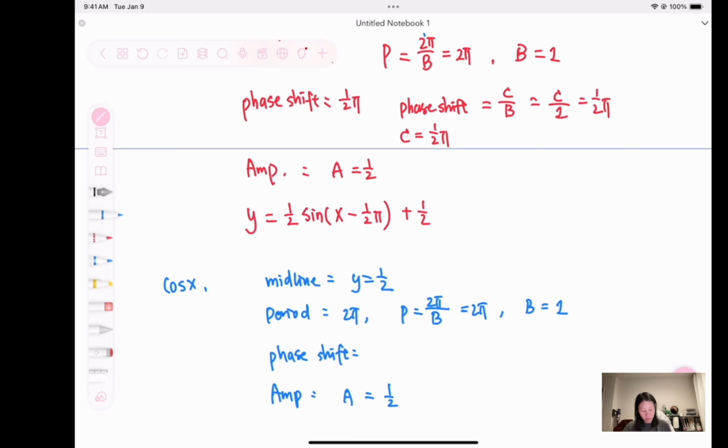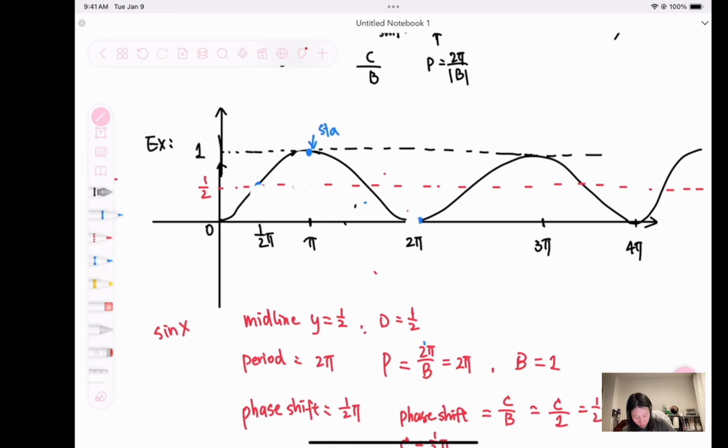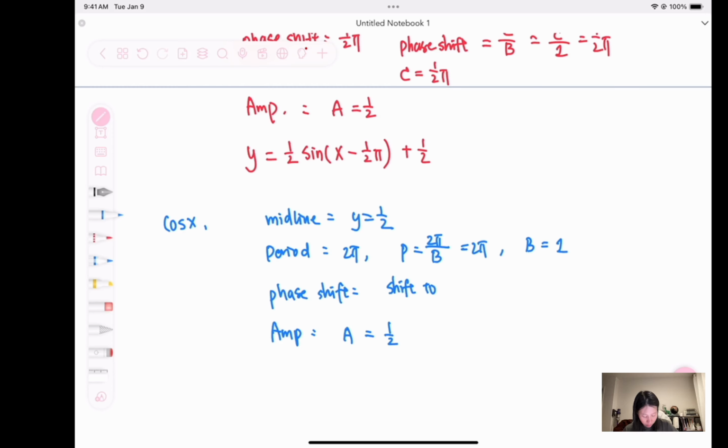The starting point of a cosine function is the top. So that means this point should be the starting point of a cosine function, right? Originally, the starting point is here, at 0. Now it's starting at pi. So that means it shifts to the right pi units, right? So they shift to the right pi.